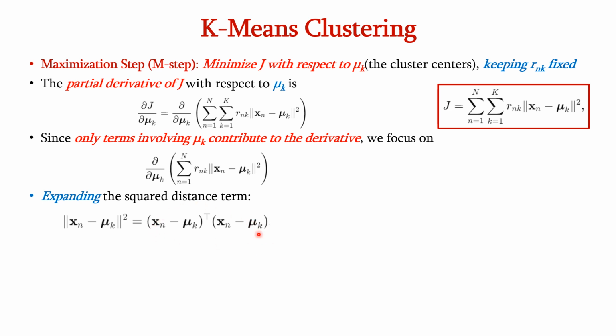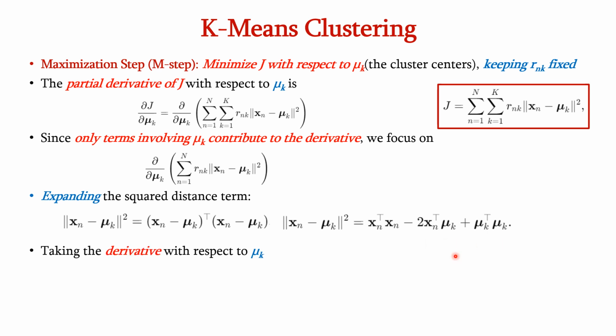By multiplying these two terms, we can write it as xn transpose xn minus 2 xn transpose mu k plus mu k transpose mu k. Now let us take the derivative of this equation with respect to mu k. We can write it as minus 2xn plus 2 mu k.